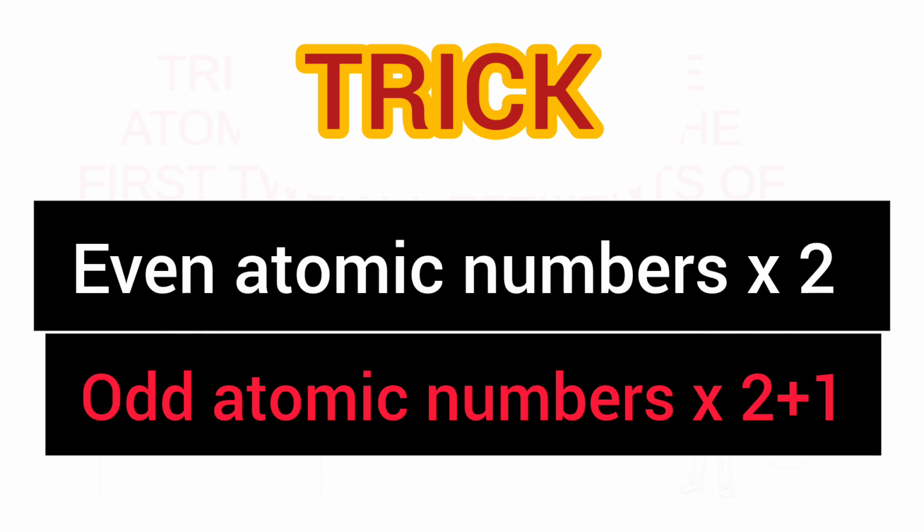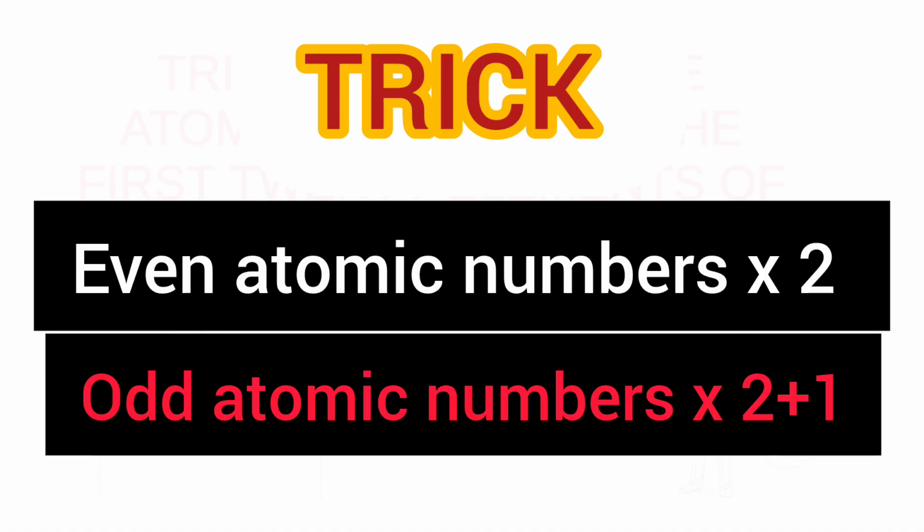Even numbers are multiples of 2. 2, 4, 6, 8, 10, 12, and so on and so forth. Those are even numbers. Rule number 2. If the atomic number is odd, what do we do? We multiply by 2 and we add 1. I repeat again. If the atomic number is odd, we multiply by 2 and then we add 1. Simple, right? Now, let me repeat the trick again. Even atomic number we multiply by 2 and odd atomic numbers we multiply by 2 and then we add 1.